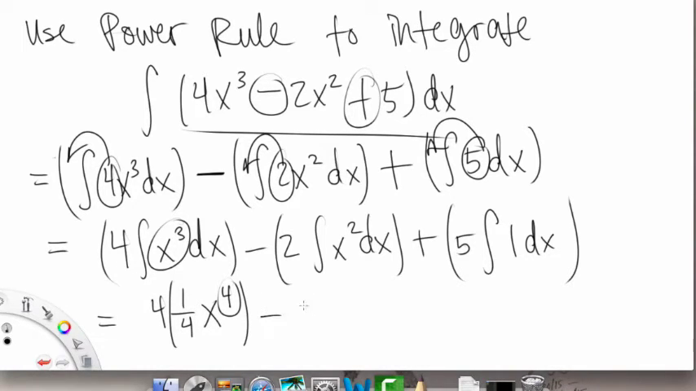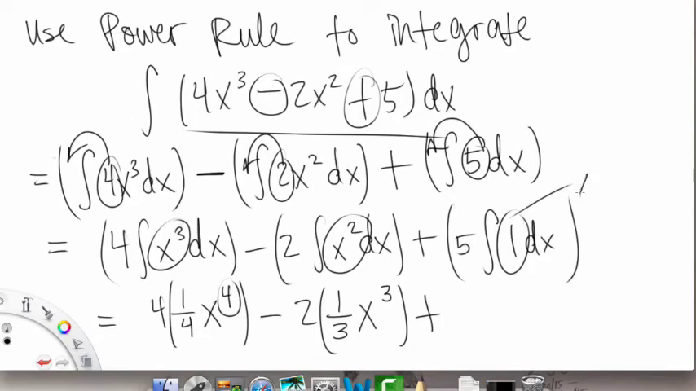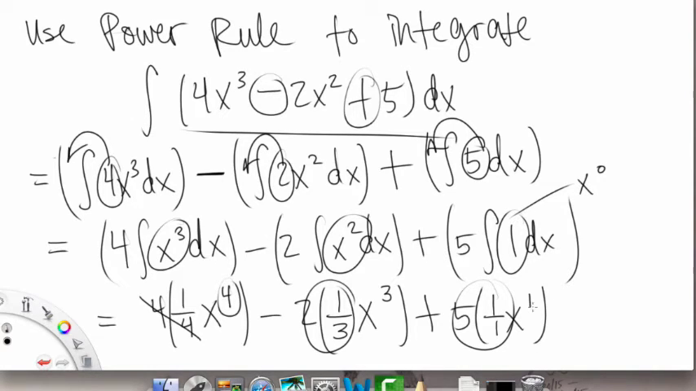And then for the next one, we have that 2 just sitting in front, and then when we deal with this guy, the x squared, we're going to add 1 to the exponent, so that'd be a 3 now, and we're going to divide by that new exponent. Okay, and then the next one, this 1 is actually like an x to the 0 power, right? So if we add 1 to that power, we just get x to the 1, and then if we divide by that, we get 1 over 1. Okay, so here we see that the 4's on this term cancel out. Then here we get a 2 over 3, and here we get a 5. Okay, so I'll write the answer on the next slide.